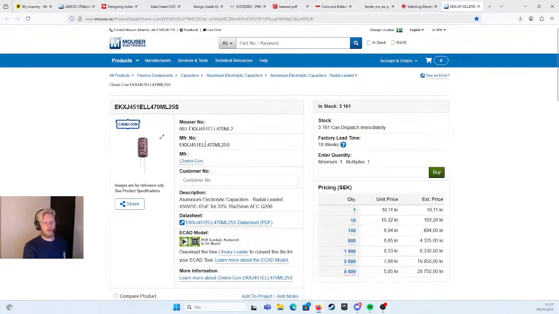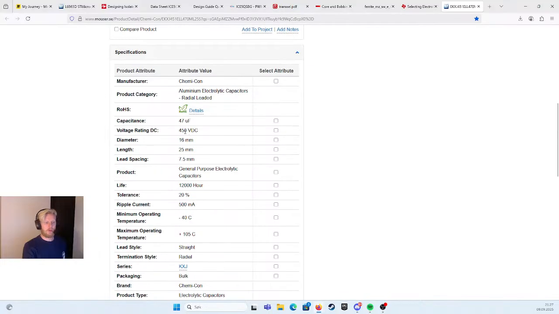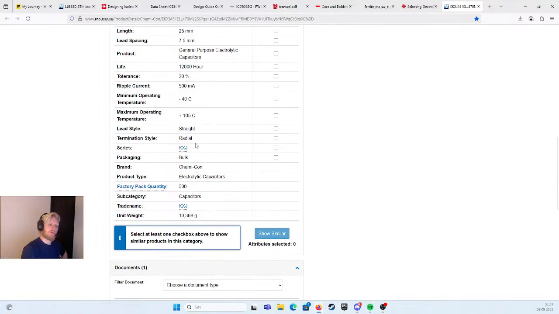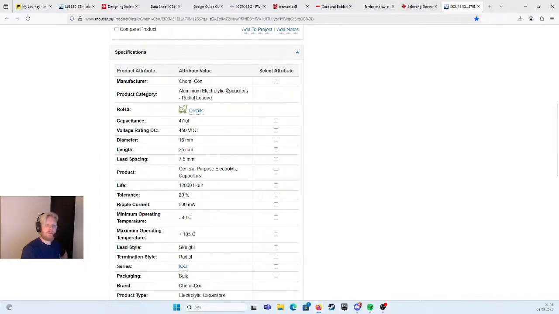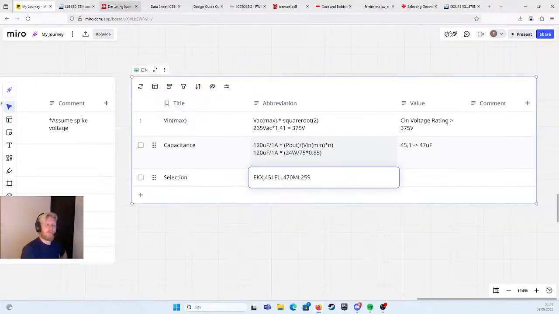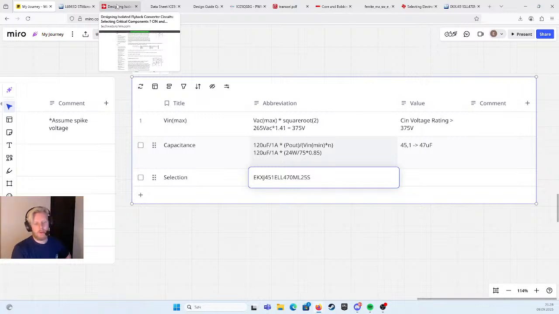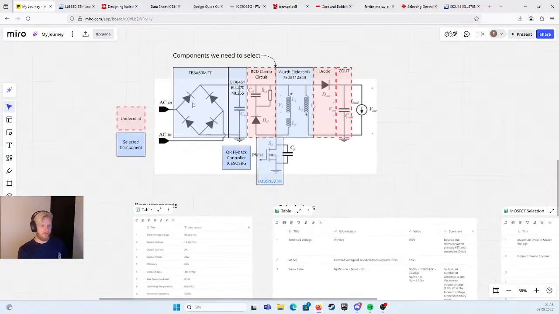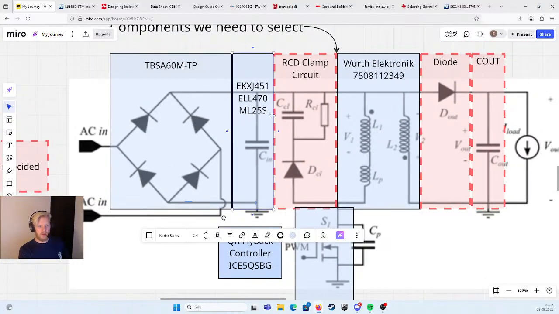Other than that, I don't think it was anything too crazy. 450 VDC, capacitance, ripple current. And keep in mind, what we're doing is we're making the first prototype. So we will hone in on the values here, every single component we select. But yeah, that's the last thing we did.